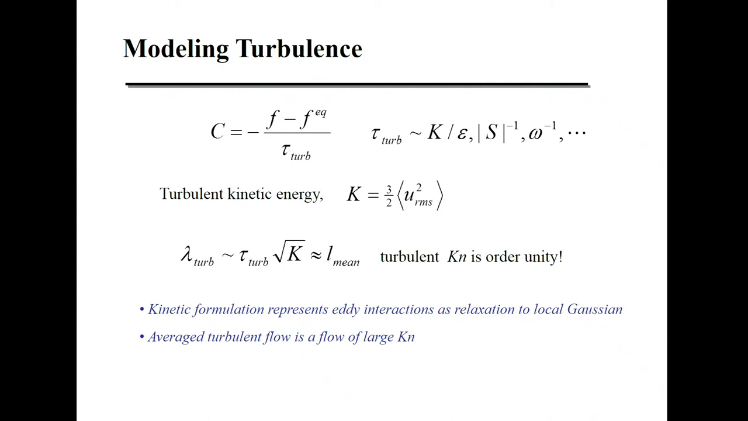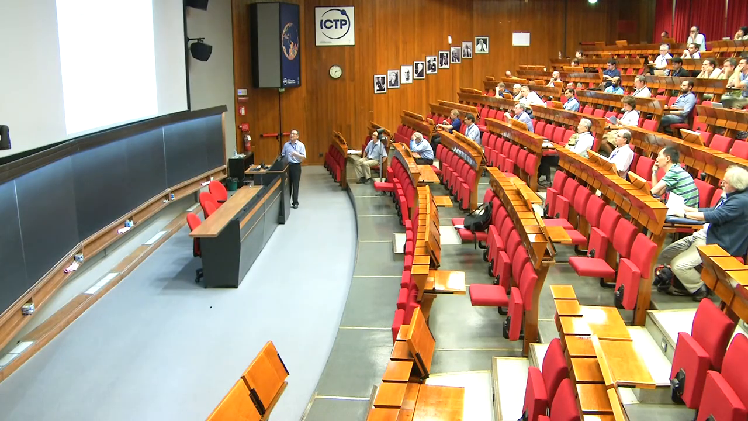And so what the kinetic process tells us is that the kinetic formulation represents any interaction as a relaxation to a local Gaussian. And the average turbulent flow is a flow of a large Knudsen number.